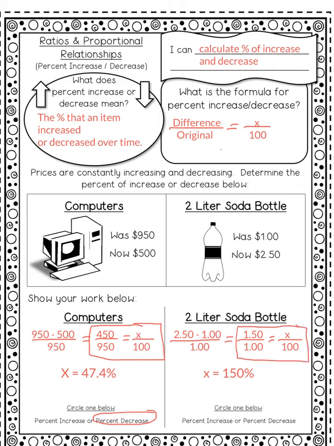Cross multiply and divide. Notice you get 150%. And when you go back and look, the soda bottle, the price of the soda increased. So at the bottom down here, we'll circle that it's a percent of increase.